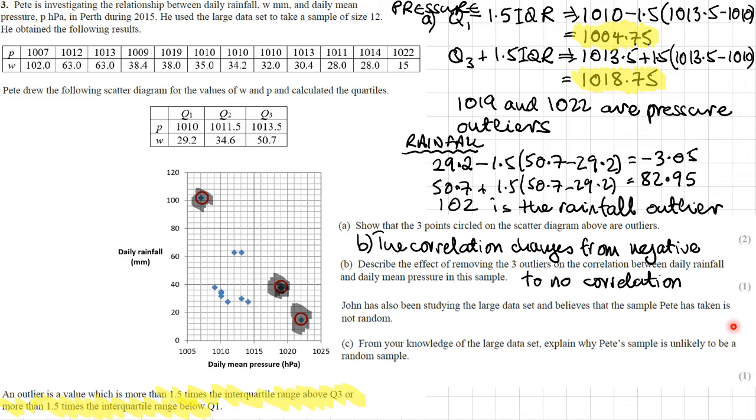I do have a video on the large data set about what data is included, so if you're not sure, watch that and that will give you a good summary of what's in the large data set. Now, if he's investigating this correlation between rainfall and daily mean pressure, and he's got a sample of 12 and he's doing it for the whole year, you would expect each one of these would have been taken from each month, January through to December. However, the large data set doesn't have this information for every month of the year.